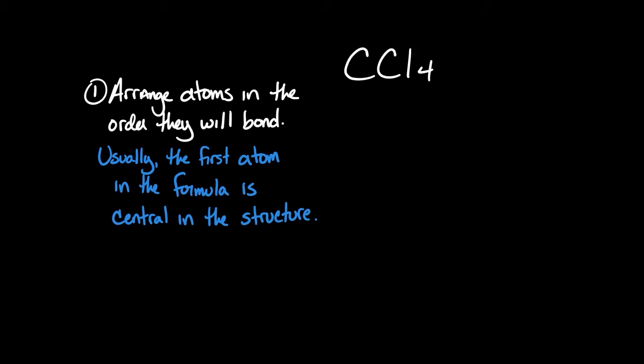The first step in drawing a Lewis structure is to arrange the atoms in the order that they will bond. Usually, the way we write a chemical formula, the atom written first occupies a central position in the compound. So in this case, we'll put a C in the center, and then we'll just neatly place the 4 chlorines around it.